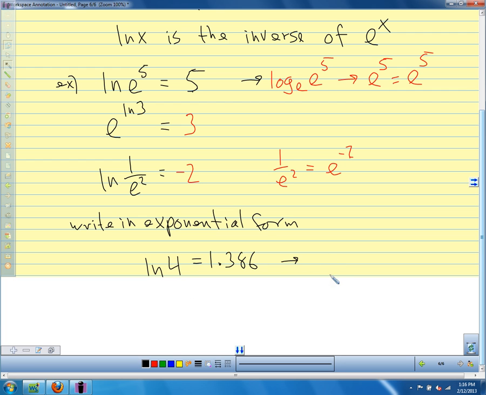Can you help us out, Shannon? How would I write this in exponential form? What's my base for the natural log function? E. So what's my exponent? E raised to what power gives me 4? 1.386 equals 4. So this is exactly like we did with the other bases. Just here my base is e. E to the 1.386 equals 4.